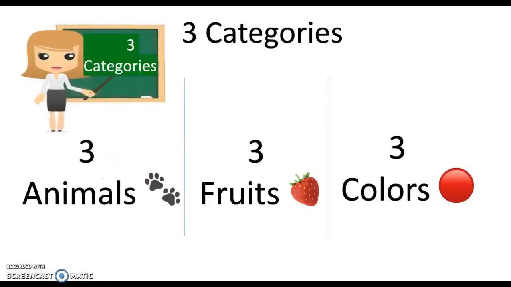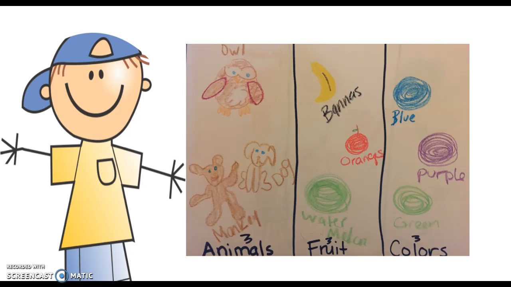Next, their teacher gave them each a piece of paper with 3 separate categories on it. Now, class, I want you to draw 3 animals, 3 fruits, and 3 colors. And then you will show it to the rest of the class. Clark was ready.